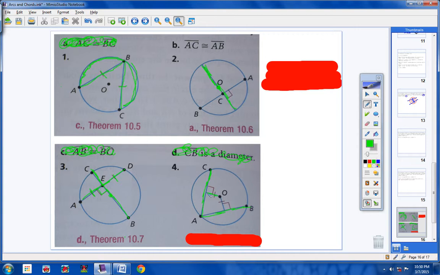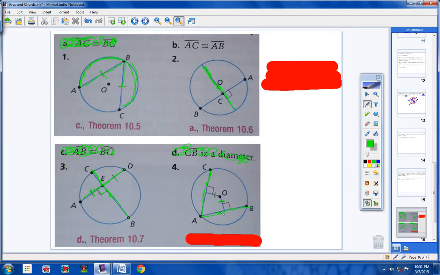So we had a theorem that said if two chords are equidistant from the center, they're congruent. We also had a theorem that said if two chords are congruent, then they're equidistant from the center, okay? But in this case here, we have two chords that are equidistant from the center, so we know those two chords are congruent. So CA is congruent to AB. AC is congruent to AB.